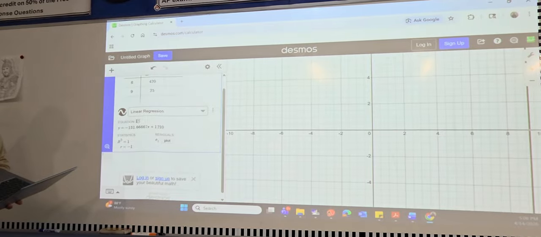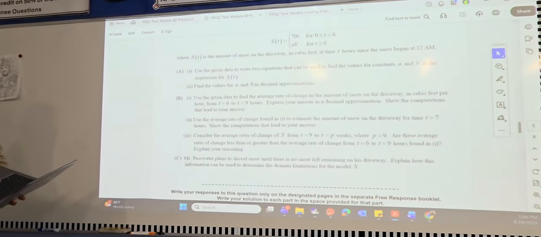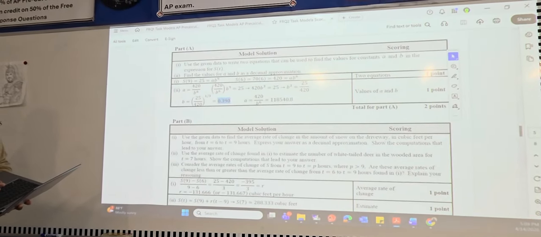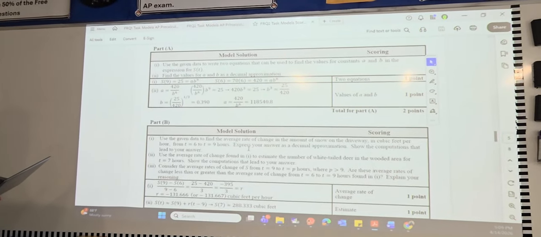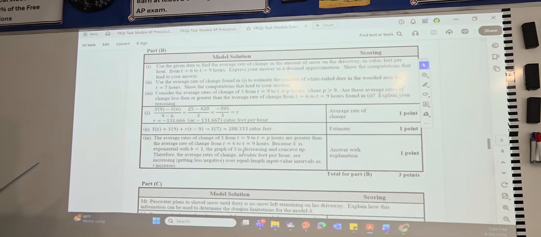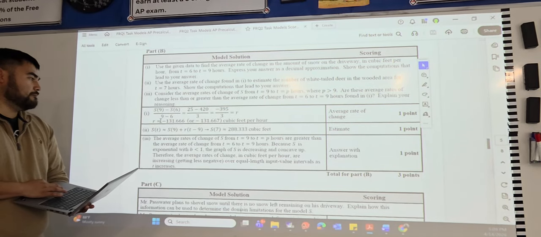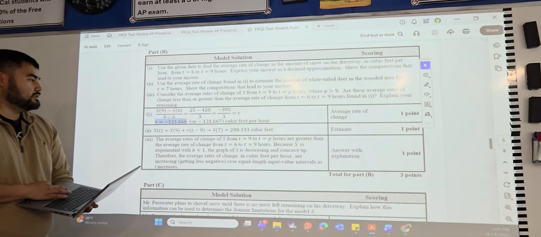So now let's double check my answer. If I go back down here, I need to scroll down too. You're gonna notice, hey, it's right here.